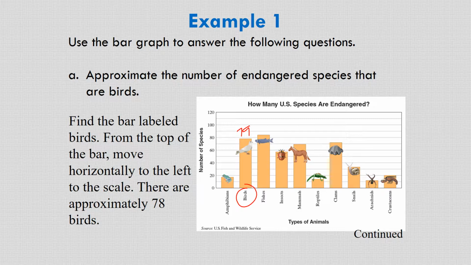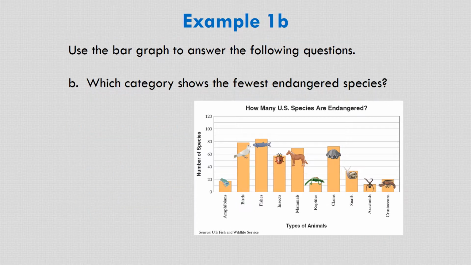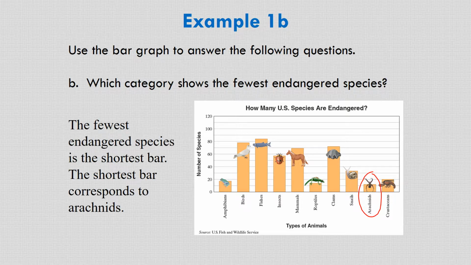And then here it says which category shows the fewest endangered species. So this is just asking for me to locate the shortest bar. I look, and it looks like spiders, arachnids, would be our shortest, so aka spiders. And that's reading the bar graph.